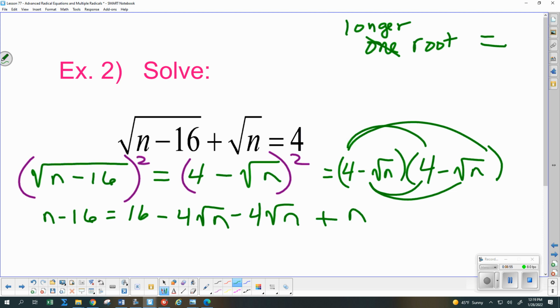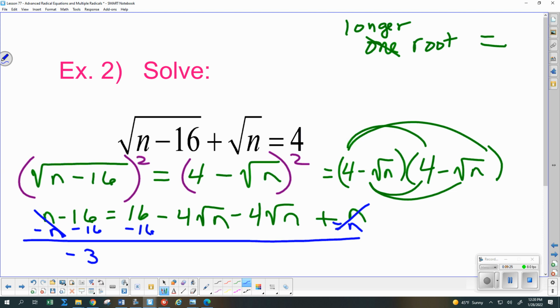So I'm going to combine all of the like terms that I can find to combine. I can get my n's together. If I subtract n on both sides, they actually go away on this one. If I subtract 16 on both sides, I have to be careful here. They do not cancel. One was a plus 16, one was a minus 16. If I subtract 16 on both sides, I have minus 32.